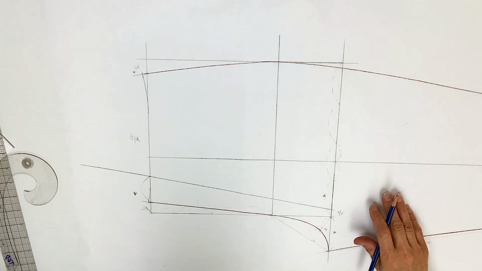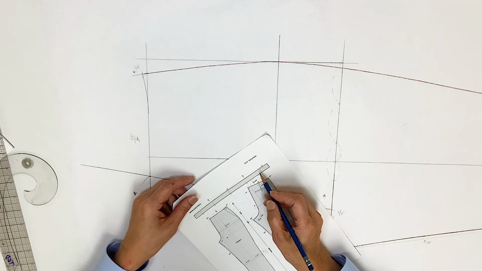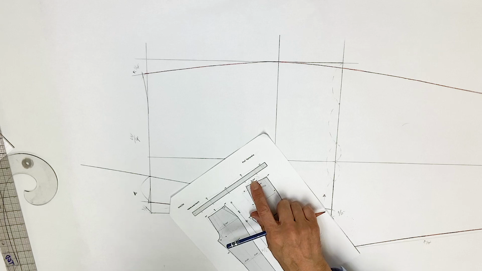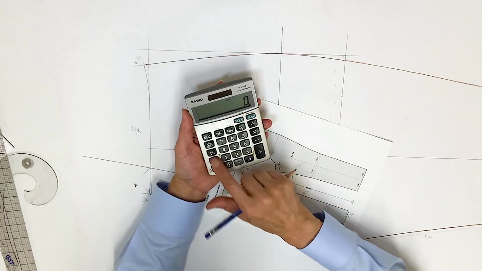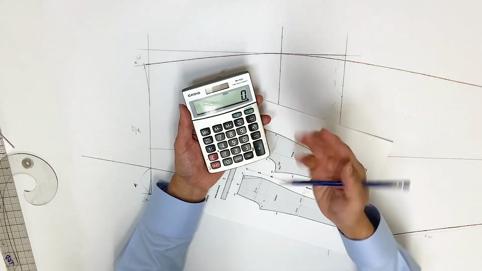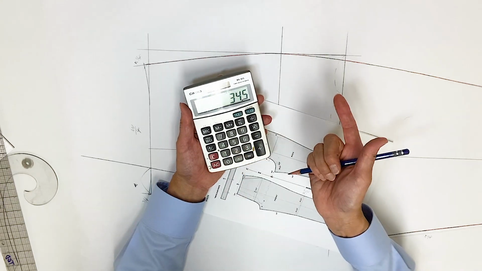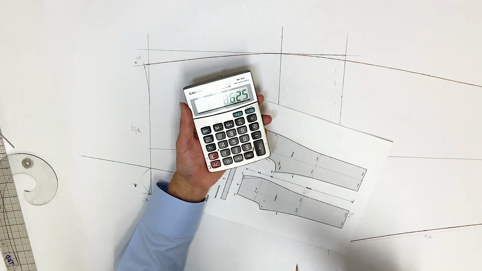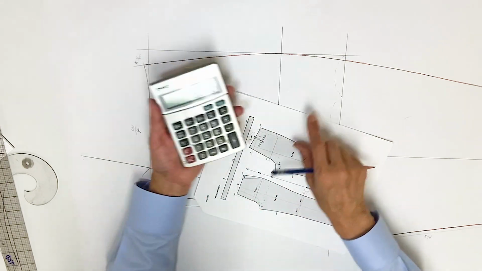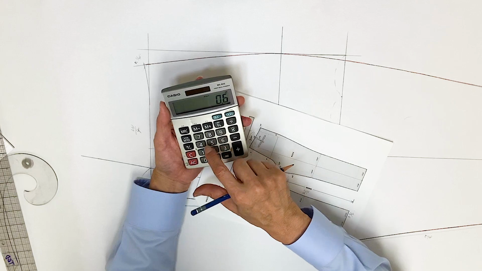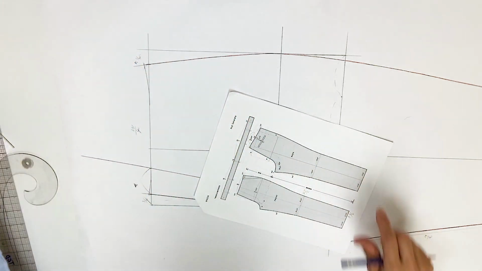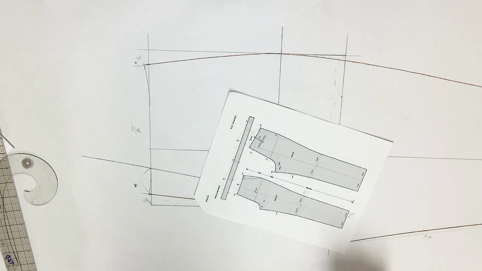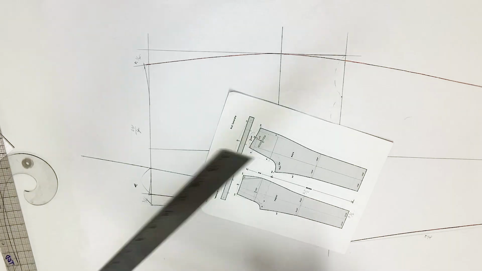Next, we're going to do this calculation here. Waist divided by 4 plus 5/8. How much was the waist? 34.5, right? Divided by 4. Plus 5/8, 0.625. So that's 9.25. This is very, very important, so I hope you make sure you get this.